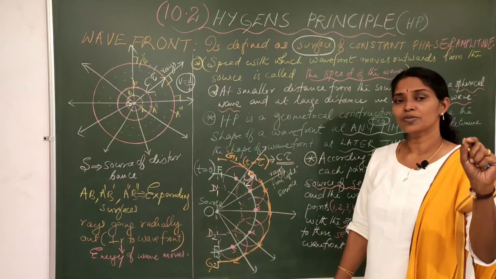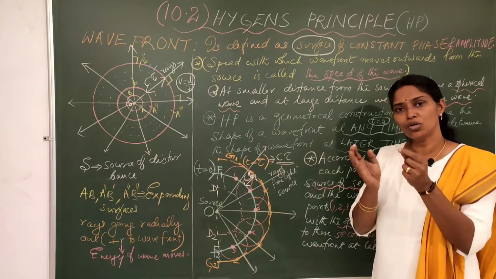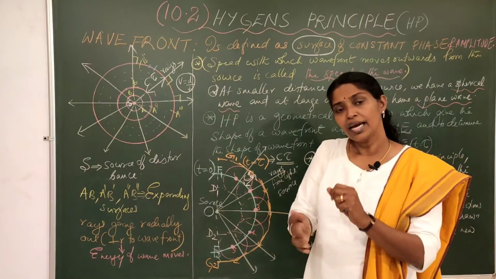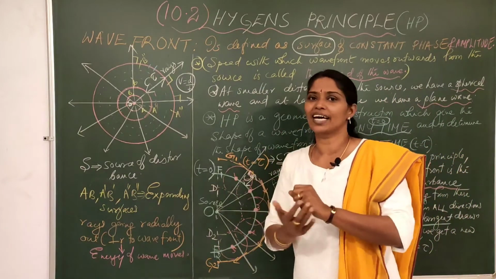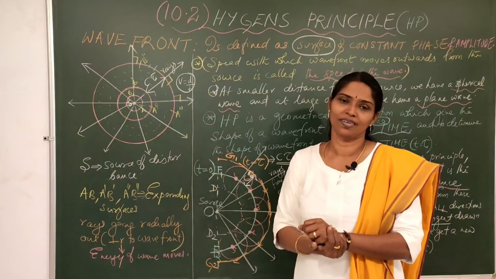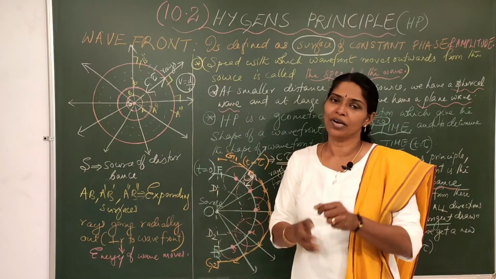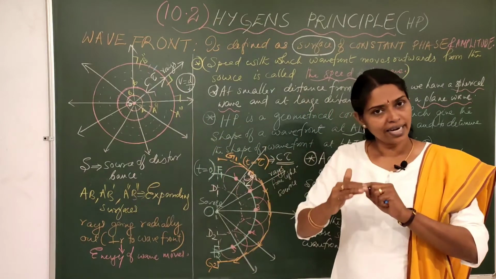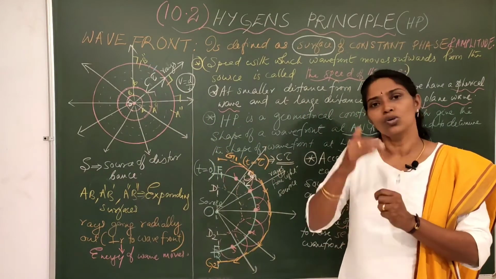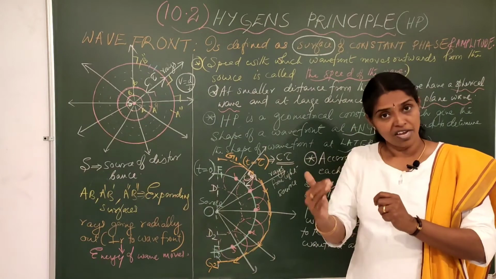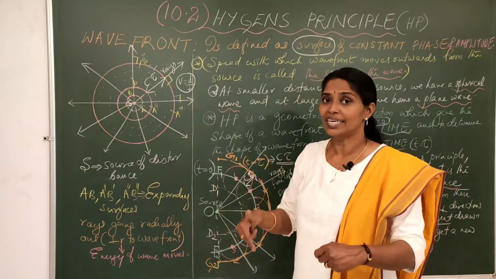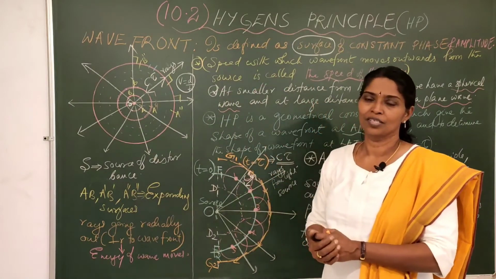So, what is Huygens principle? How does it help us? If you know the wavefront at a particular time, you can create the wavefront at a later time using Huygens principle. So simple. So now you know this is the wavefront, right? But if you know that particular wavefront, you can create the wavefront for a later time from this itself. That is Huygens principle. So what is Huygens principle?